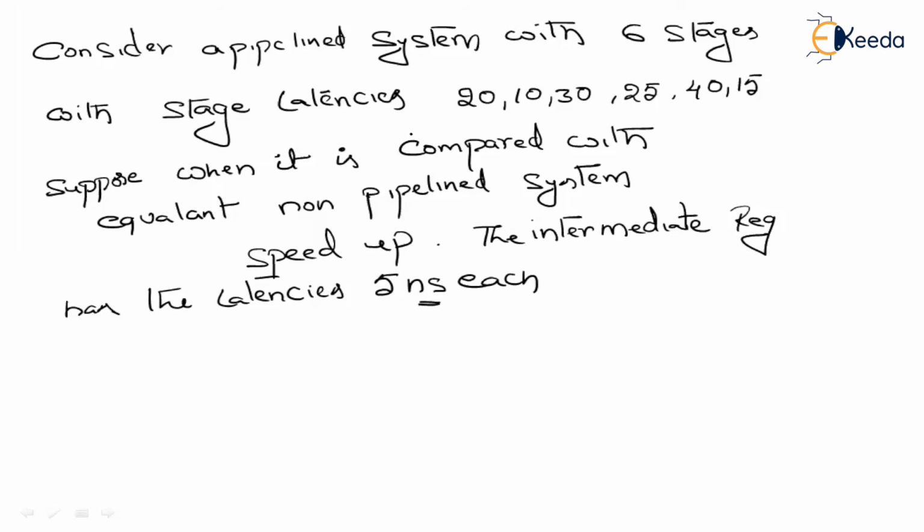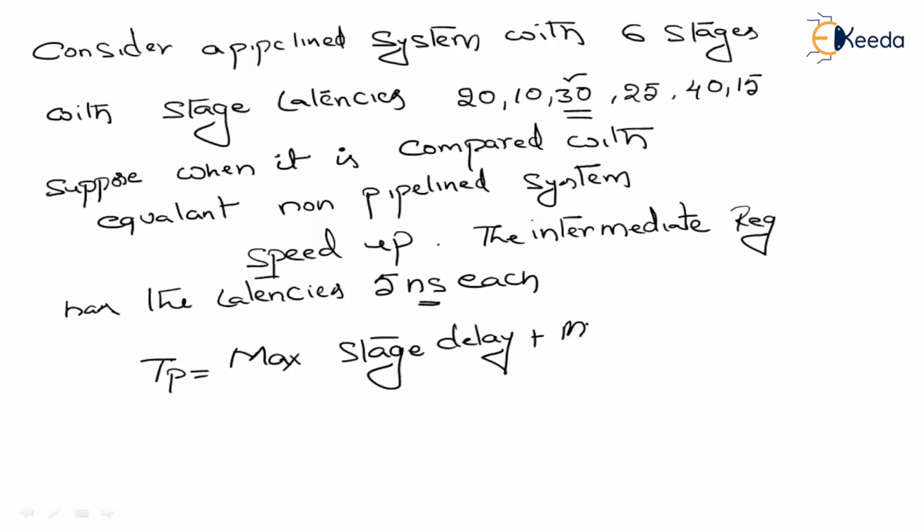Simple. In a pipeline, we need to find out TP. What is TP? Max stage delay is the TP of the pipeline. So TP is equal to max stage delay plus max register delay. Here TP is equal to max stage delay, 30 nanoseconds, plus max register delay, 5 nanoseconds. That is equal to 35. TP is equal to 35, right?